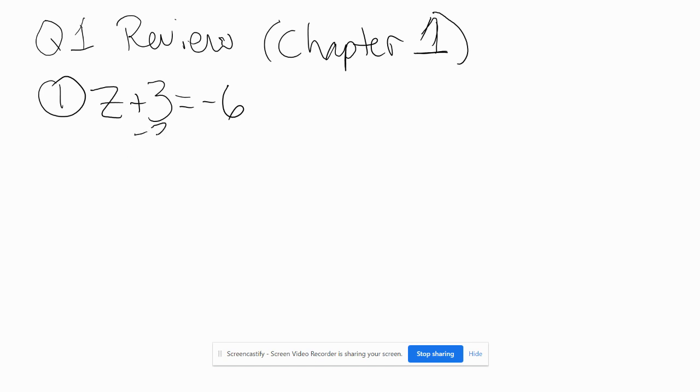The opposite of adding 3 is subtracting 3. So we have z. Those add to 0. Negative 6 minus 3 more is negative 9.